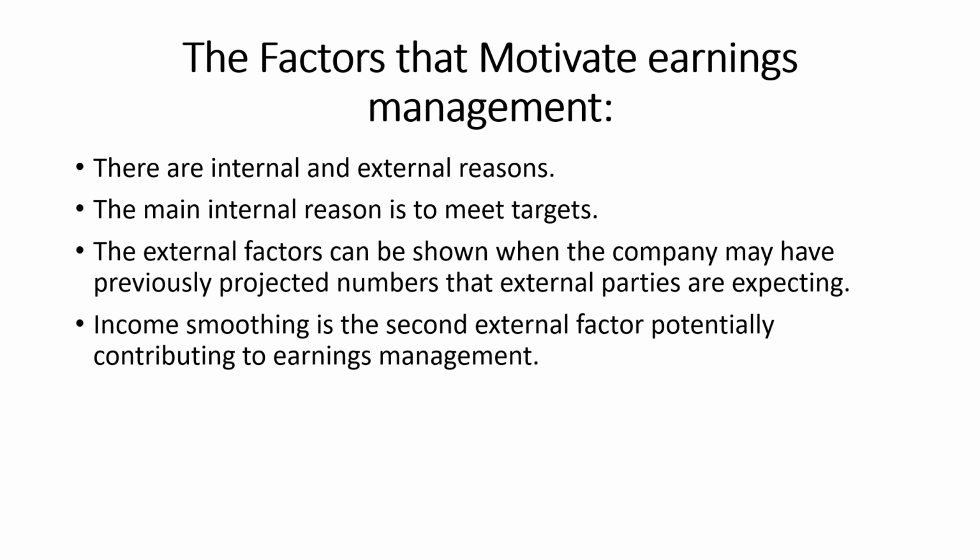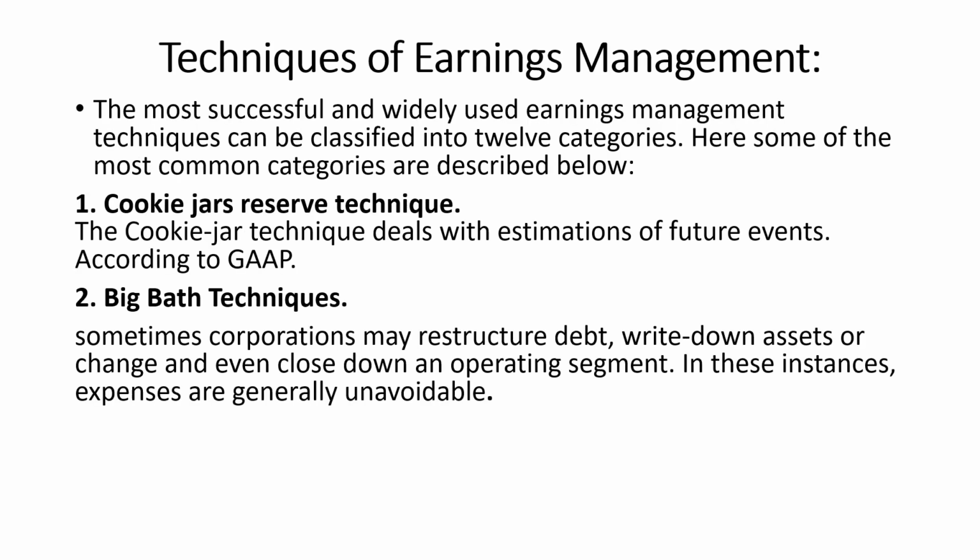What about the external ones? The external factors can be shown when the company may have previously projected numbers that external parties are expecting. This means that we have external parties. These external parties expected something and need to see these expectations to keep their investment in this corporation. So this is considered an external factor. Also, income smoothing is the second external factor for earnings management, and we talked in detail about income smoothing. Okay.